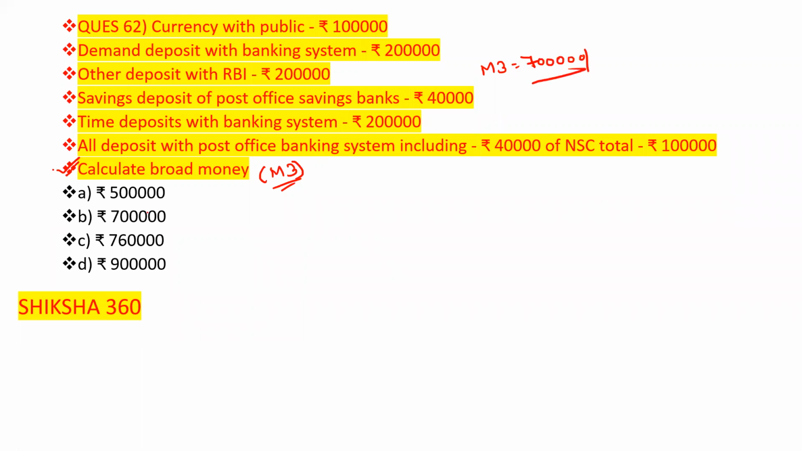M3 we have already calculated, that is 7 lakh. So option B is the answer, that is 7 lakh. Please remember all these things while solving the question, like what M1, M2, M3, M4 are. Definitely you will get at least a 3 mark case study, or a 1 or 2 mark question from this chapter, and very, very easy questions. You just have to understand the thing.